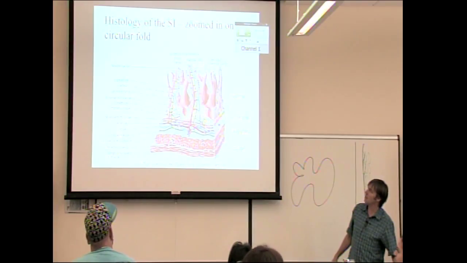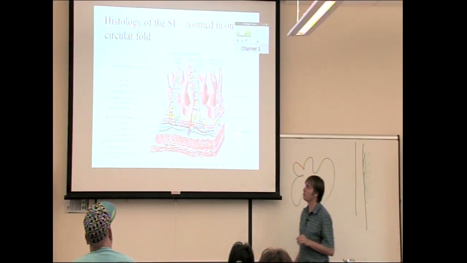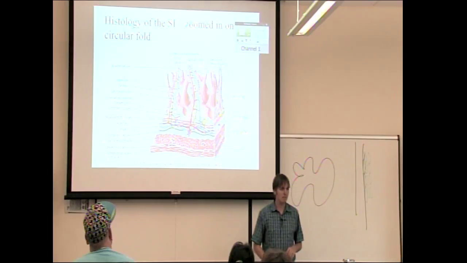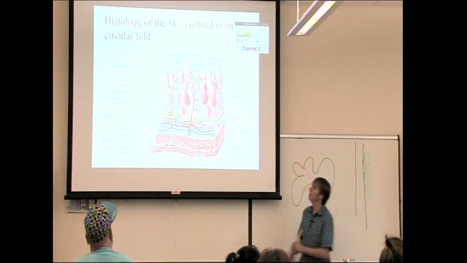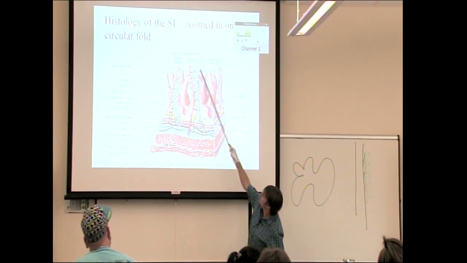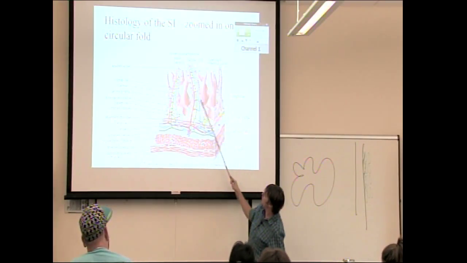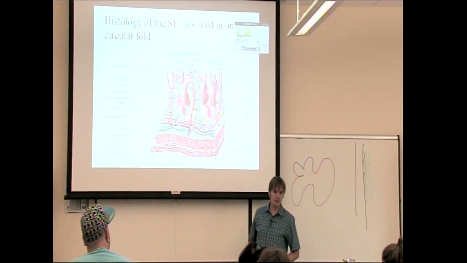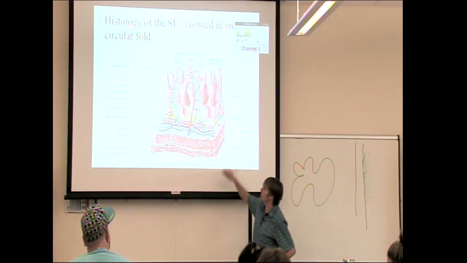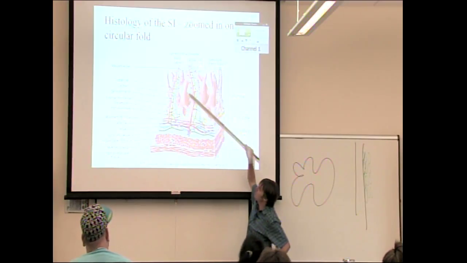And then if you even zoomed in on one of those folds, even those folds aren't flat. So if you look under the microscope, you'd see what are called villi sticking up all over the place, which also increases the surface area. Because now instead of this flat surface, you've got all these pieces sticking out.